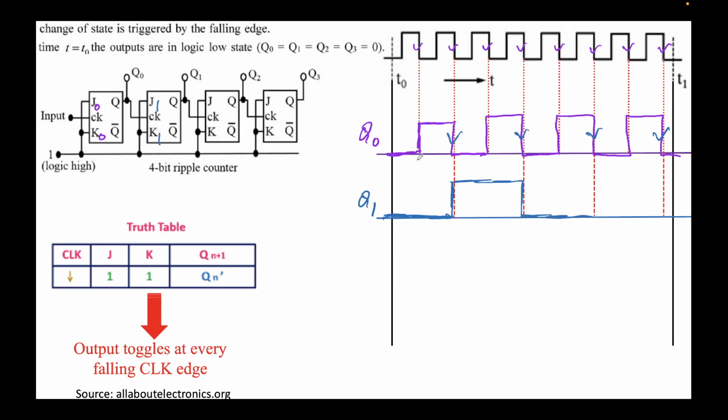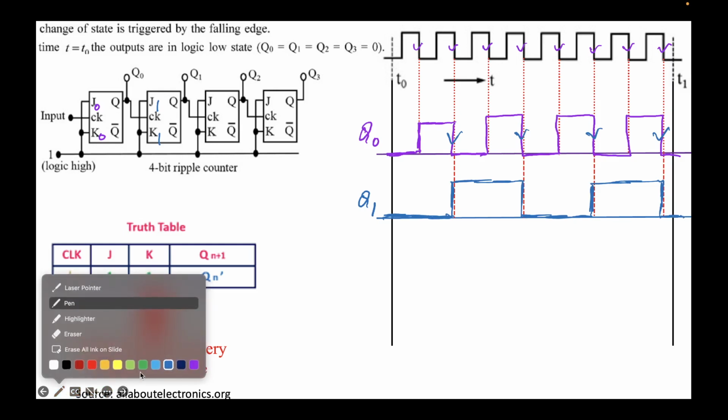Similarly, this is the falling clock edge for this flip flop, and again the output Q1 will toggle from 0 to 1. It toggles again at the final clock edge because J1 K1 both are high. Now we have obtained Q1.